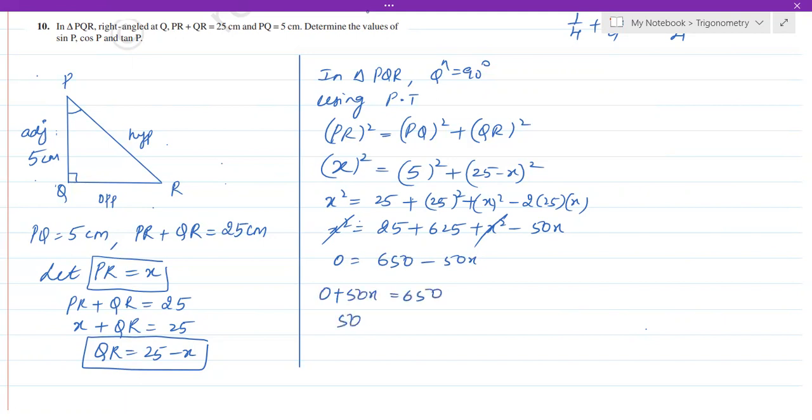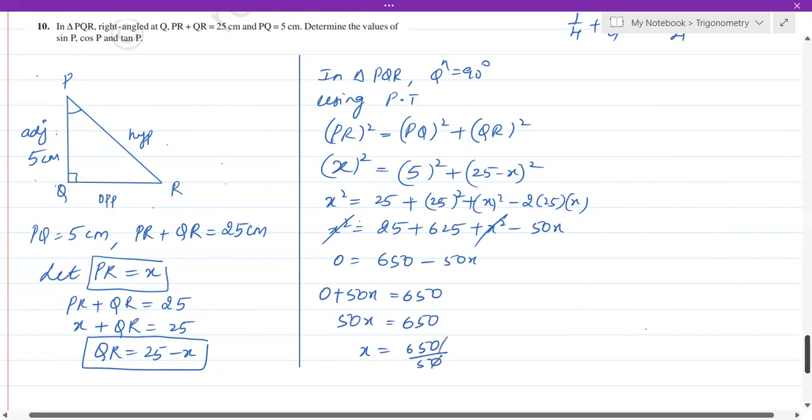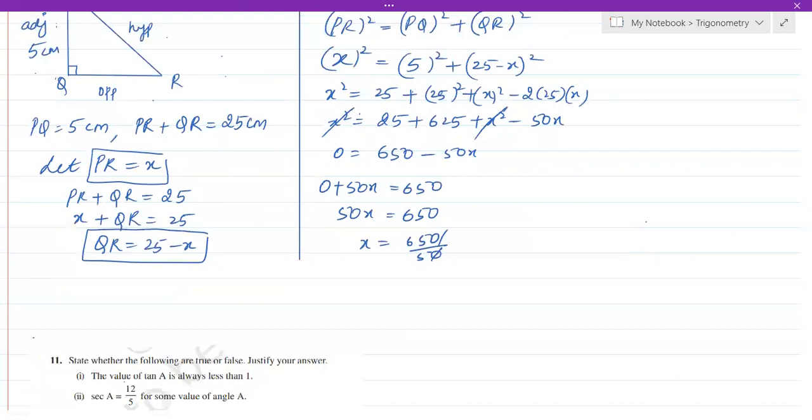0 plus anything is the same thing. 50X is equal to 650, which implies X is equal to 650 by 50. Therefore, X will become 13. Therefore, the value of X is 13, which implies what is X? PR, right? PR is equal to 13 centimeter.